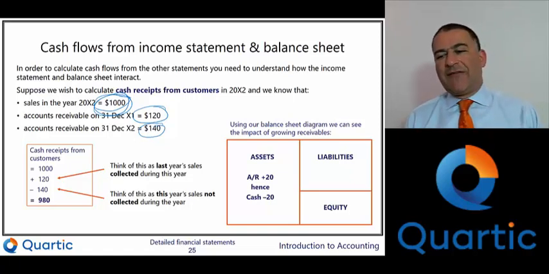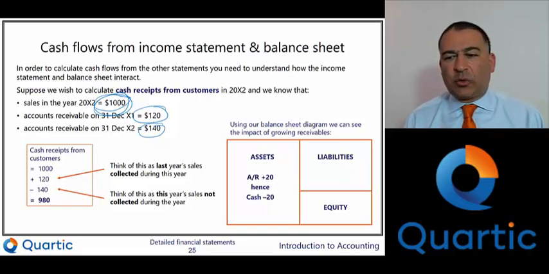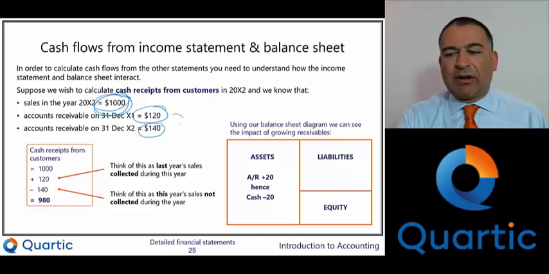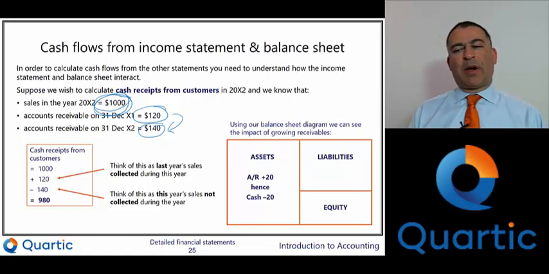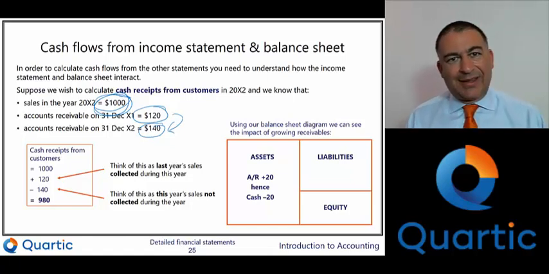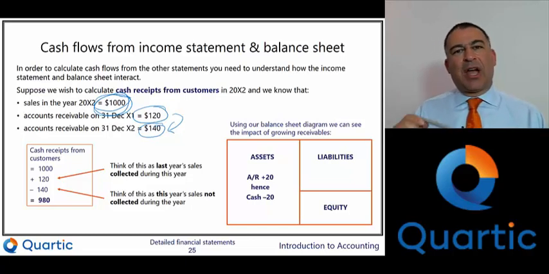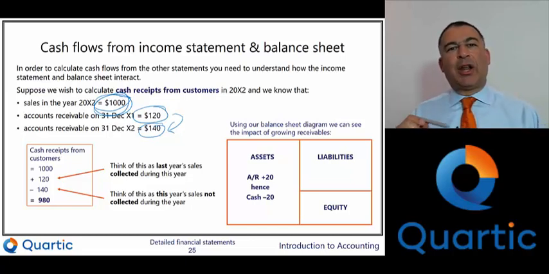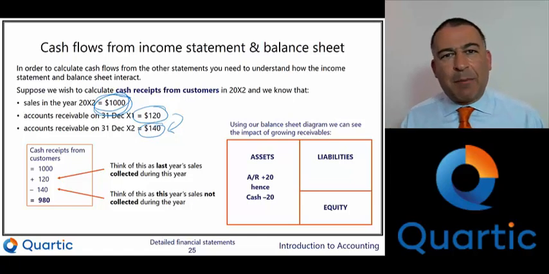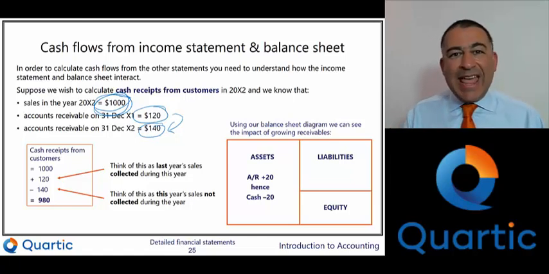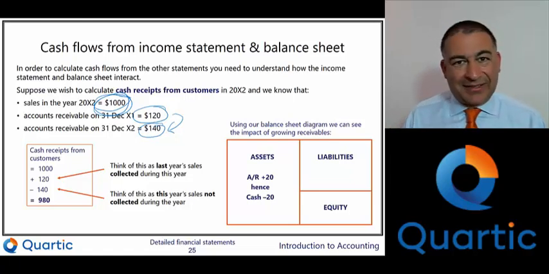But because receivables went up from 120 to 140, look at the direction of that. It went up by 20 in the year. Where is that money? Our customers owed us 120 last year and 140 this year. Where is that money? Answer, it's in their bank account, not ours.